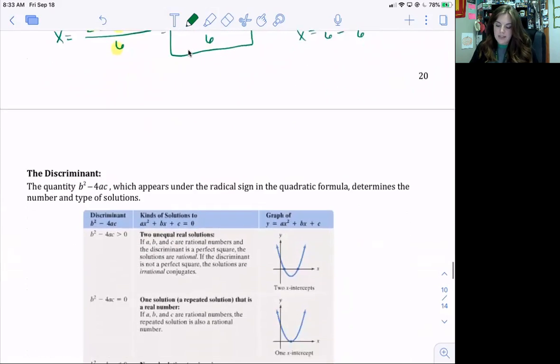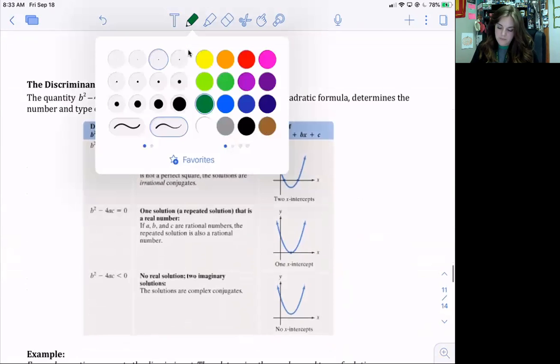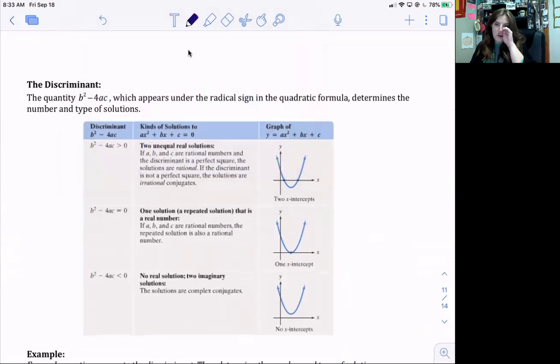Okay, and lastly, we're going to talk about the discriminant. So remember, your solutions are always just your x-intercepts. So here we have examples of the graph. But whenever your discriminant, so the inside of the square root portion of the quadratic formula, is positive, we have two solutions. I'm going to say two real solutions.